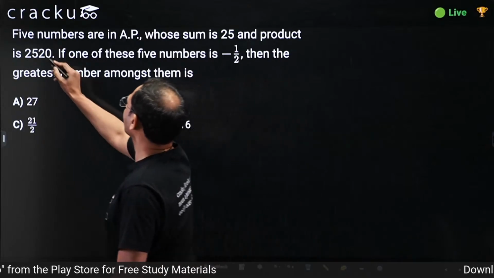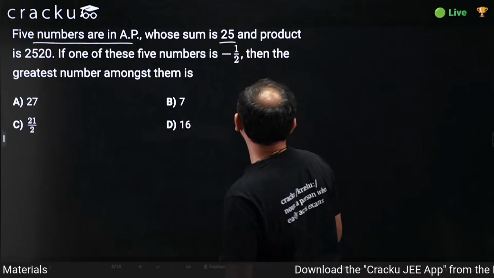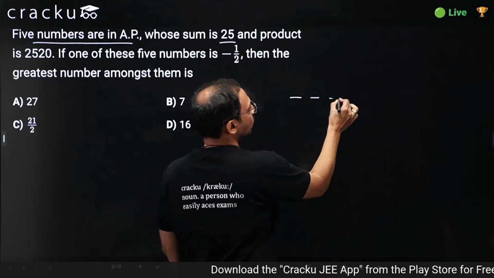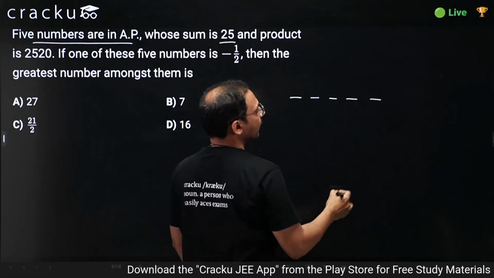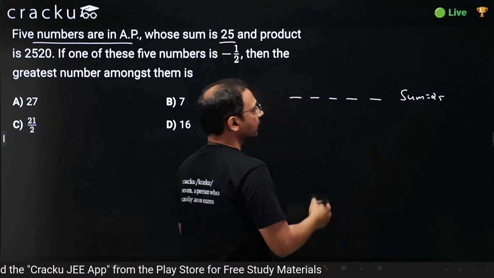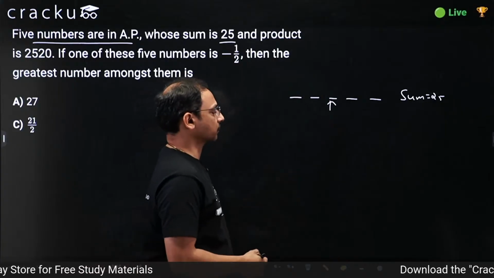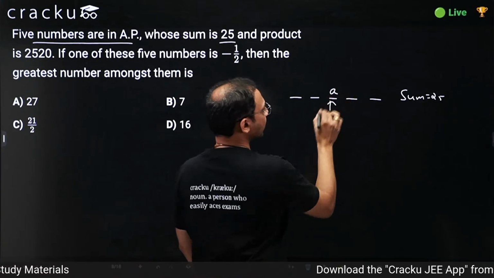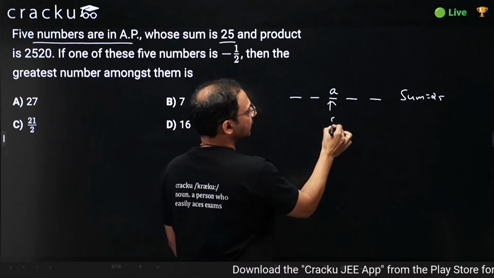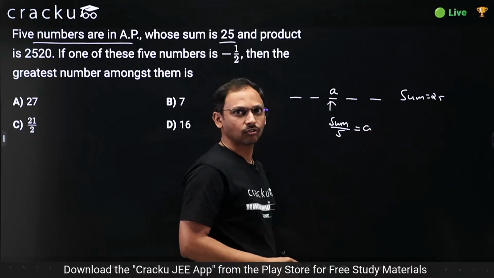5 numbers are in arithmetic progression and their sum is 25. Now there is a beautiful symmetric property you can use here. Now when 5 numbers are in AP, their average will be the middle number because they are in arithmetic progression. So if I call this number A, their average is nothing but sum of the numbers by 5. That will be equal to A.